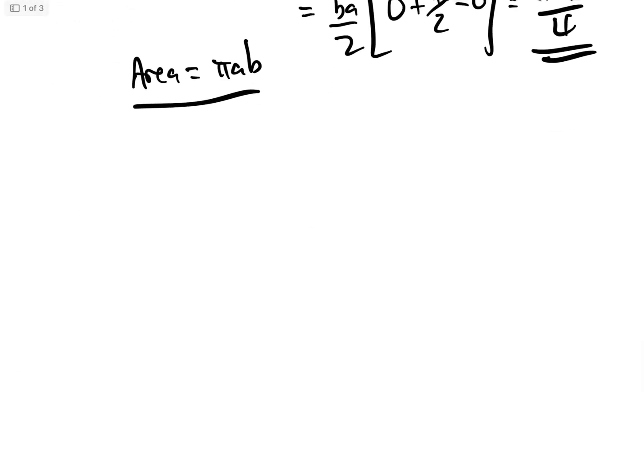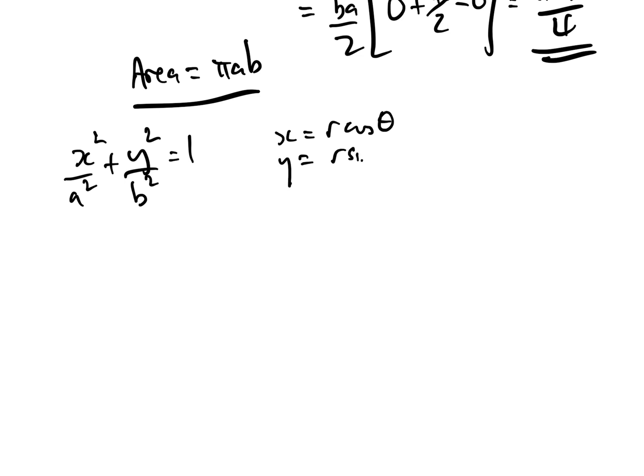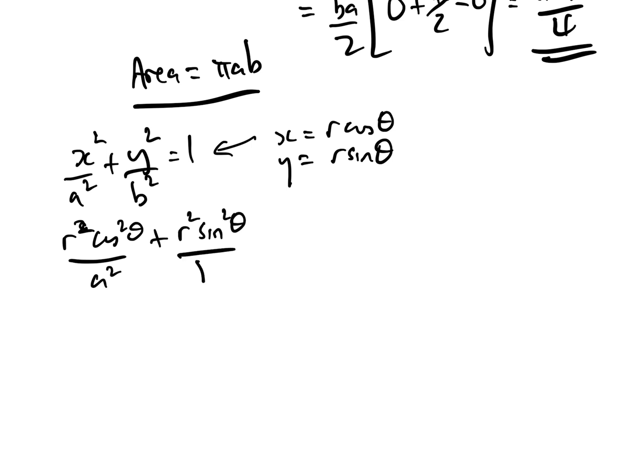Okay, so what we're going to do now is, we have x squared over a squared add y squared over b squared equals 1, and we have, as we just said, x equals r cos theta and y equals r sine theta. So what we need to do here is put these into here. That gives us r squared cos squared theta over a squared add r squared sine squared theta over b squared equals 1. What we need to do now is just get r as the subject.